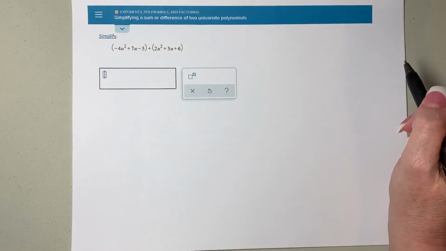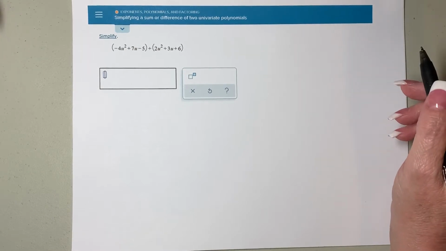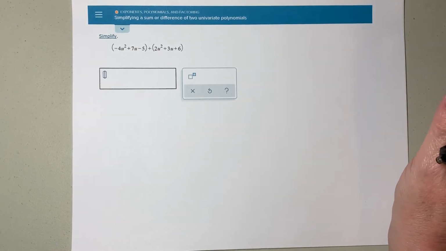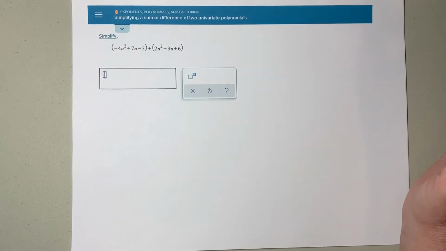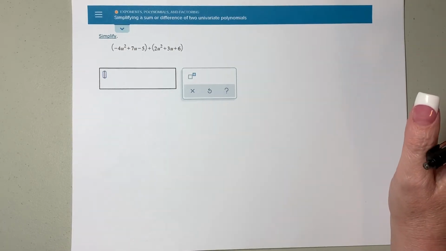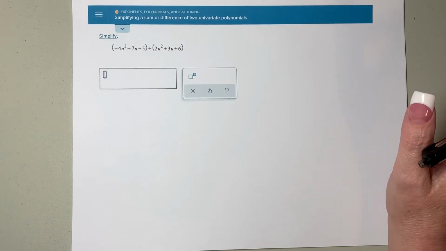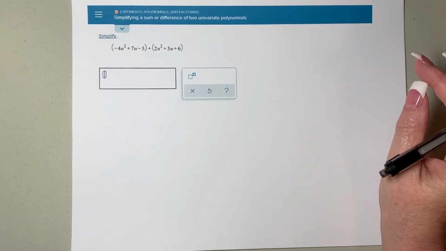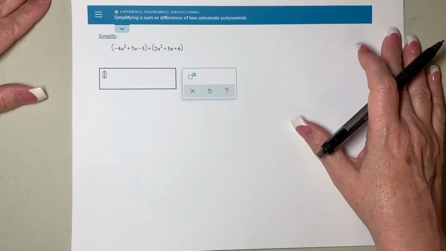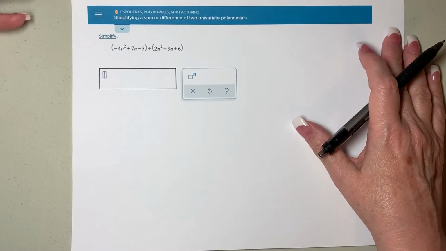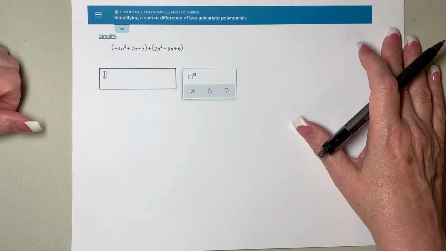Simplifying a sum or difference of two univariate polynomials. I know in a previous video I said I'd never used the word or seen the word univariate in any of the math books I've ever worked with. I have no memory of it anyway, and I knew it meant one variable because it's uni, but I looked it up and it says univariate is a term commonly used in statistics to describe a type of data which consists of observations on only a single characteristic or attribute. So there you go. It just means one variable. In this case, the variable is the letter U.